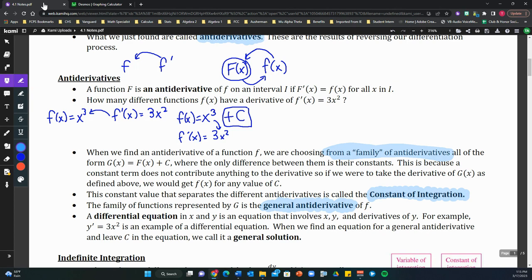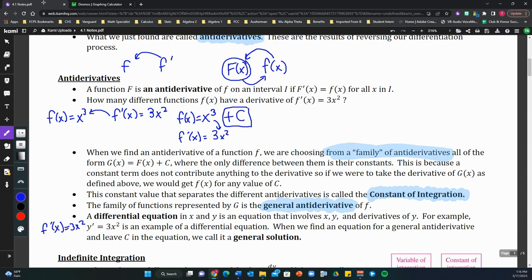So a differential equation in x and y variables is an equation that involves x, y, and the derivatives of y. We've worked with these in the past. We just haven't specifically used that name all the time. But a differential equation would be something like y prime equals 3x squared. Or we could also think of that in the other notation as f prime of x equals 3x squared.